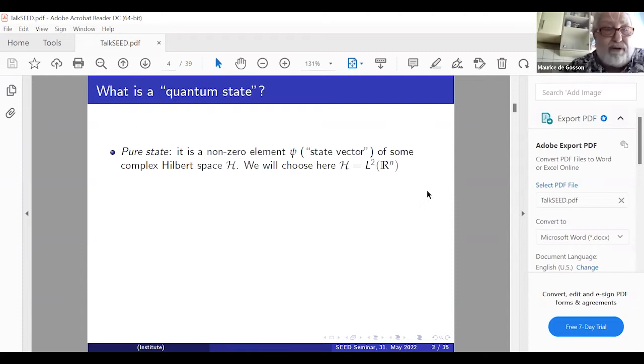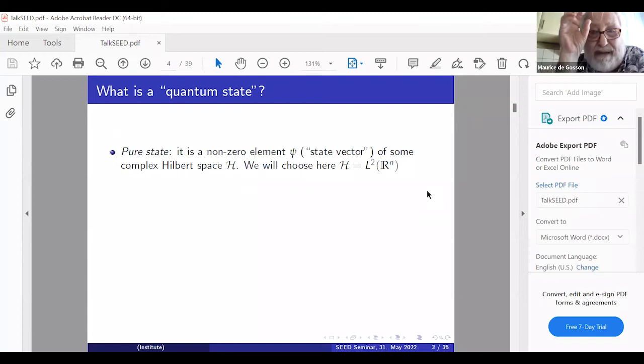Good, so actually, what is a quantum state? Well, first, a pure state is a non-zero element, called a state vector in physics, of some complex Hilbert space H. Usually this Hilbert space is taken equal to L2(Rn), the space of square integrable functions. So one could ask, why a Hilbert space? Well, there are many reasons for this, but the principal reason for using a Hilbert space in quantum mechanics is that you can define orthogonal projections inside. And this is related to the so-called collapse of the wave function.